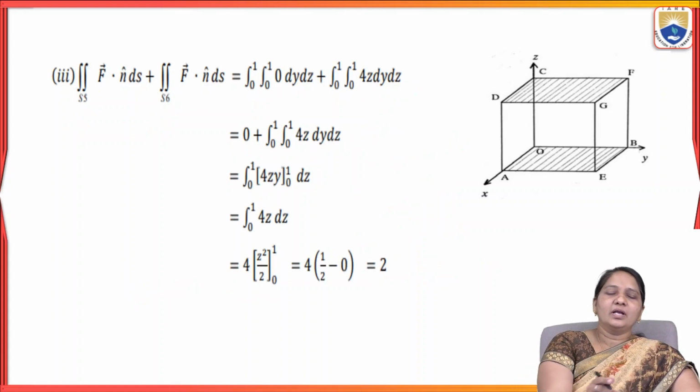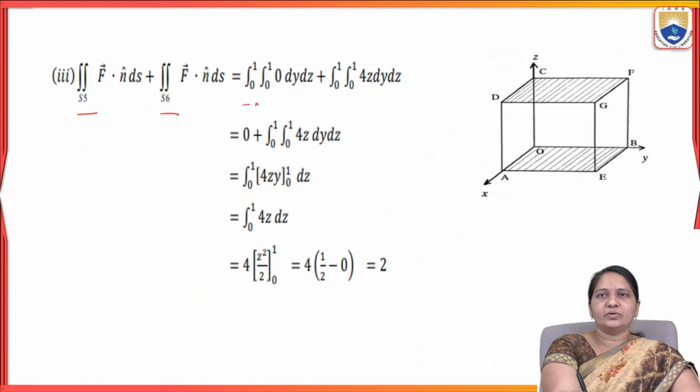Now we are taking S5 and S6. For S5 we got the integral like this: integral 0 to 1, integral 0 to 1, 0 dy dz. So that value is 0. Here, integral 0 to 1, integral 0 to 1, 4z dy dz. We are going to evaluate this integral.